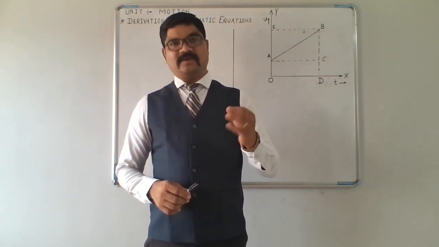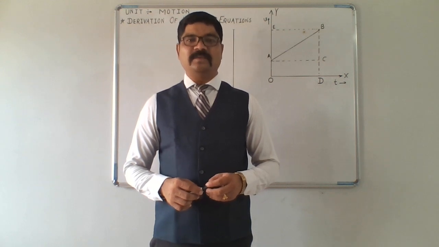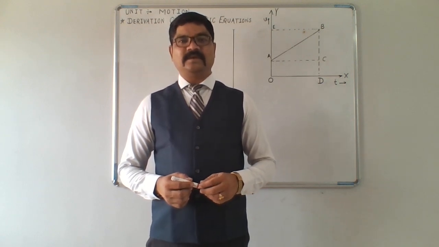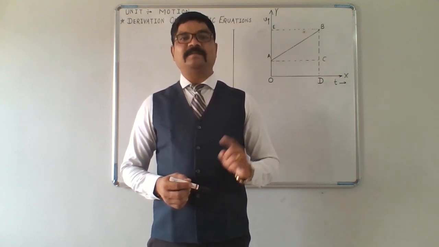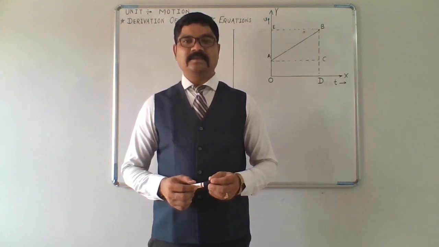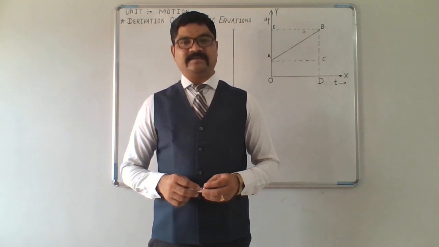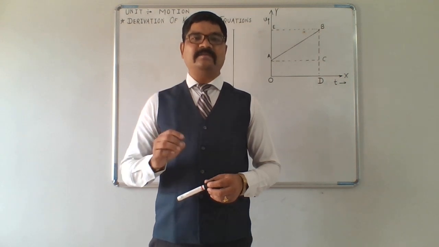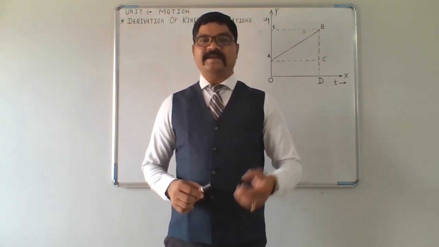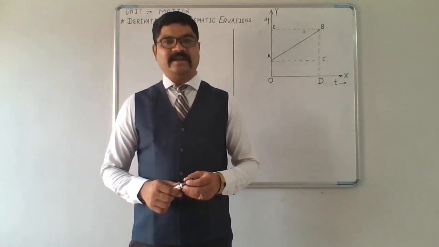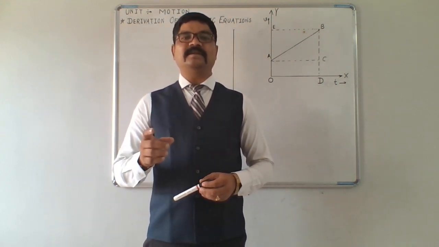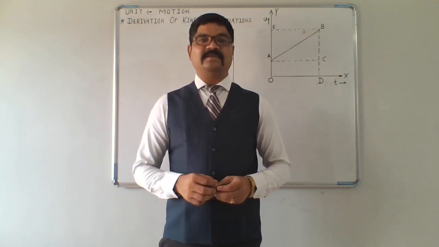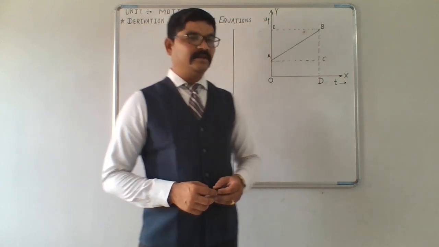namely the velocity-time relation V equals U plus AT, the position-time relation S equals UT plus half AT square, and the velocity-position relation, the third kinematic equation, V square equals U square plus 2AS. We had taken some numericals based on the kinematic equations, but we didn't derive them. So today we are going to derive the three kinematic equations using the graphical method.